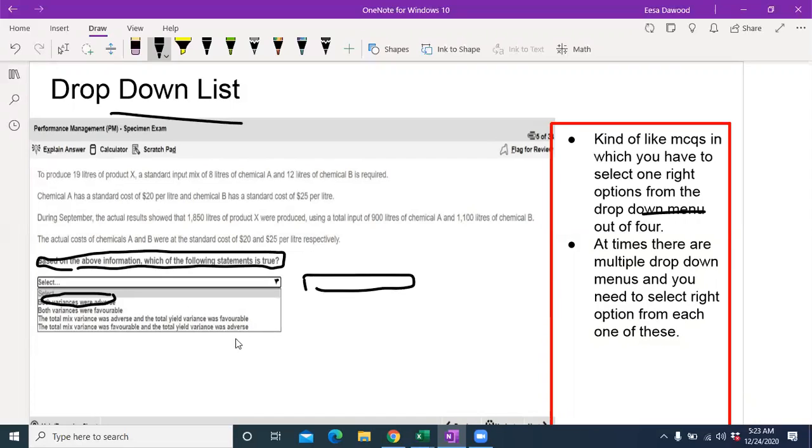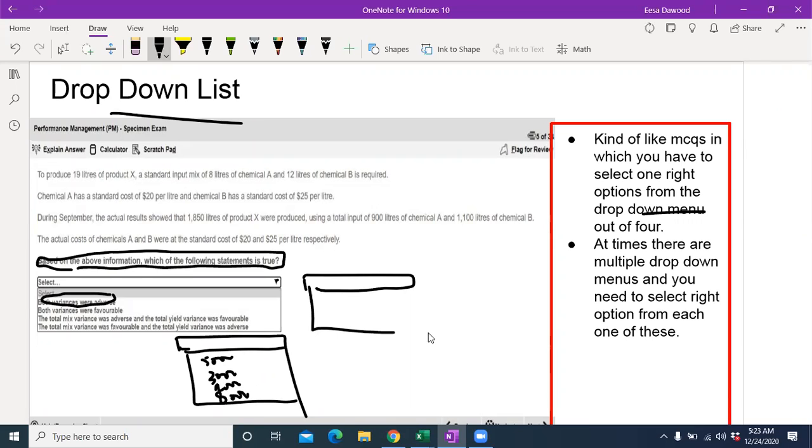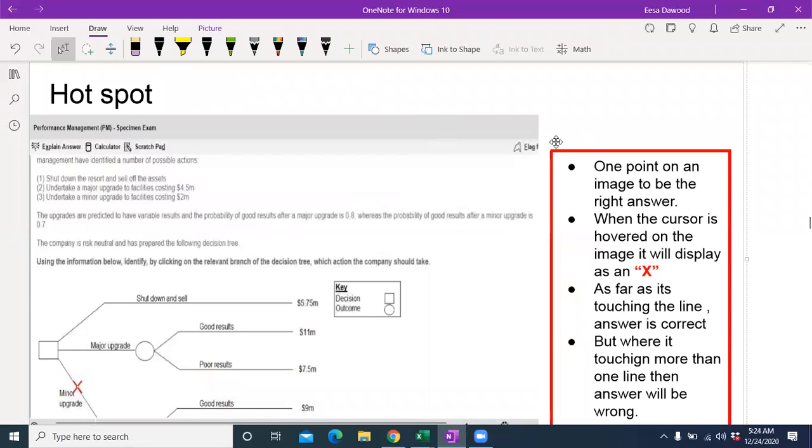For example, here in one menu there were 4 lists, for example, it's a variance question. It is 5,000, 3,000, 2,000, 8,000, right? And then in the other drop down menu, it says whether it's adverse or whether it's favorable, right? Or 0 variance. So here I select 5,000, and if 5,000 is favorable, on the other drop down menu I select favorable, right? So at times there are multiple drop down menus as well, and you need to select the right answer from each one of these.